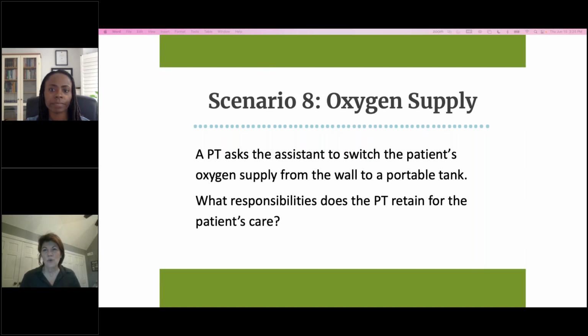So do they know how to change the flow rate, when to change the flow rate, when to contact the physiotherapist if they're noting any issues or concerns? So the physiotherapist is responsible for all of that to make sure the PTA is competent, knowledgeable, knows when to communicate and reduce or mitigate the risk to the patient.